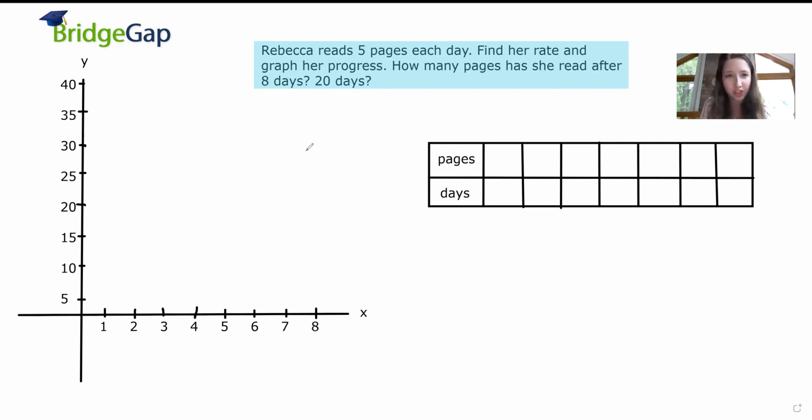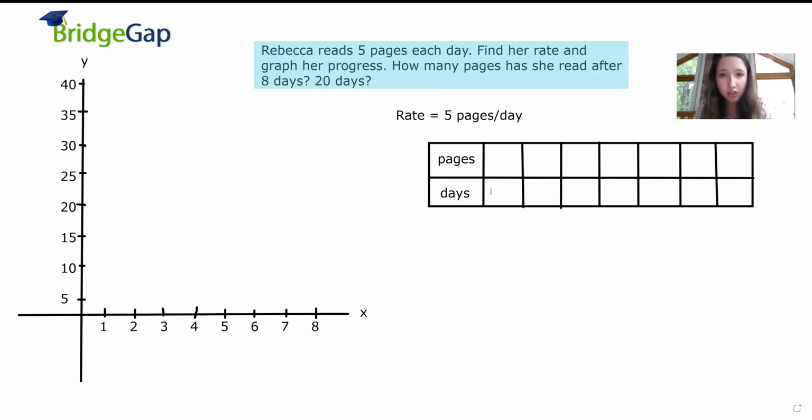So the first part of this question tells us that she reads 5 pages each day, and it wants us to find her rate. Now, it essentially tells us that rate in the question. Every day, Rebecca gets up and she reads 5 pages. So her rate is 5 pages per day. Now, it's usually handy to write this out in a chart so we can find the amount of pages she's read after a certain amount of days.